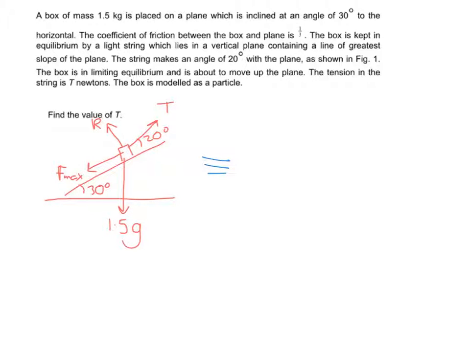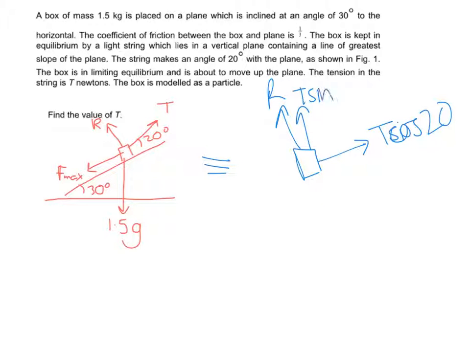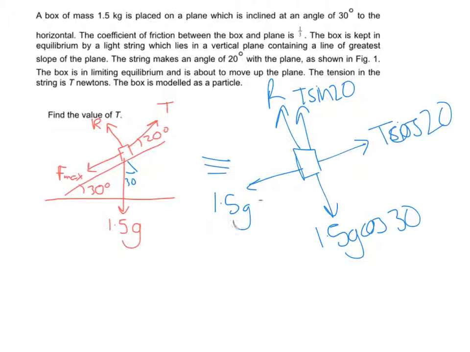Okay, firstly we need to redraw this with all of the forces resolved. So we've got R there, and then this T is split up into T cos 20 because it's next to the 20, and T sin 20 the other one. And this angle is 30 degrees, so this is going to be 1.5g cos 30, and this is going to be 1.5g sin 30, and in this direction we also have F max.